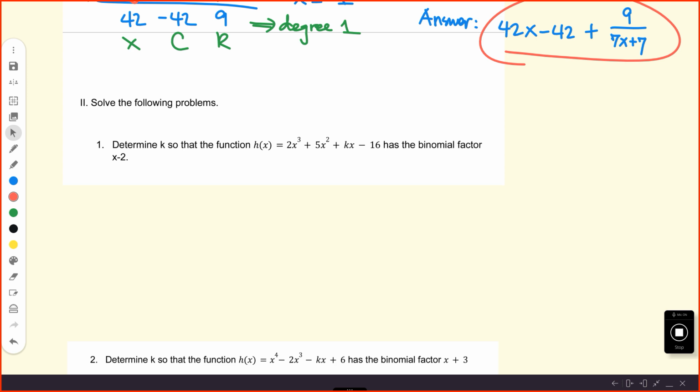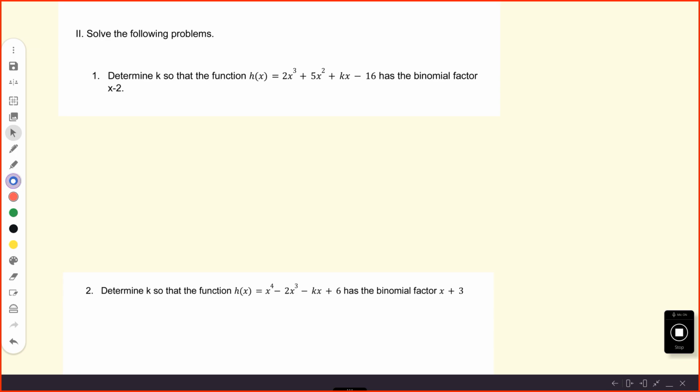Okay? So we're going to use synthetic division here. And then at the last part, we're going to put 0 as our remainder to solve for the k value. Okay? To solve for this value, the coefficient of x. Okay, so if that's x minus 2 as your factor, what should be the number that we're going to put inside? Is 2.